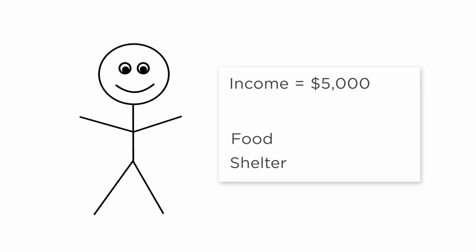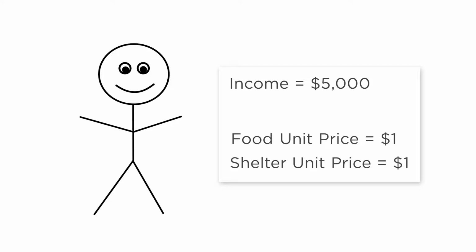Suppose that a low-income individual has an income of only $5,000. Suppose further that this individual is so poor that he spends all his income on just two things, food and shelter. Finally, to make life easy, suppose the price of 1 unit of food is $1 and of 1 unit of shelter is $1.